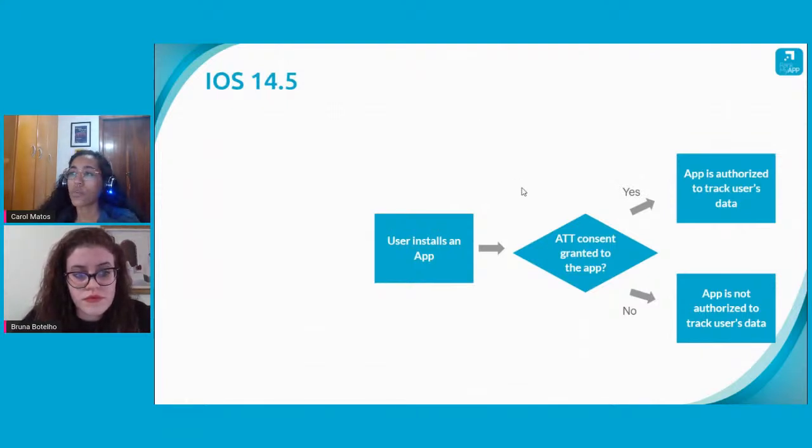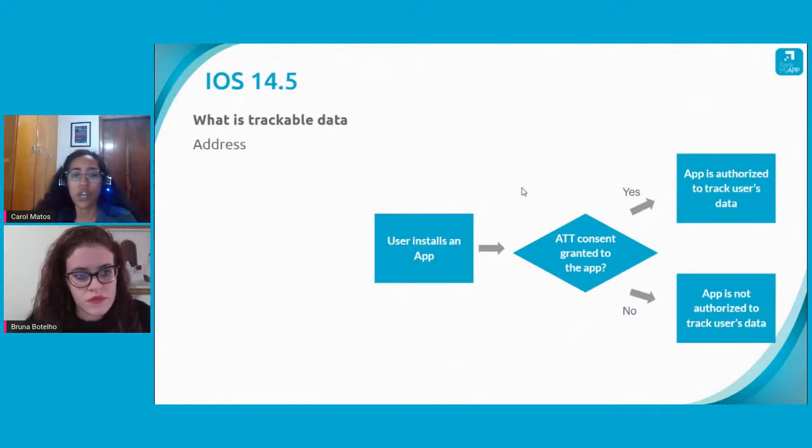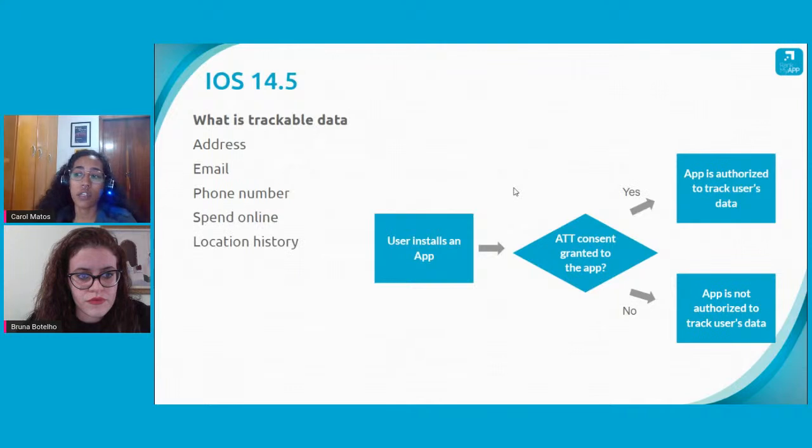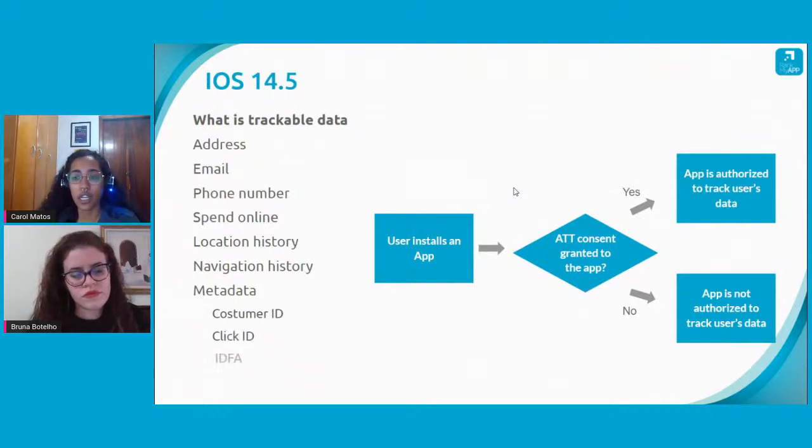And what is the user data that they are enabling or not for us? It is any data that is used and sold for targeted ads and other matters, such as the address, the phone number, the email, how they spend online, their location history, how they navigate on the websites, and their metadata, which is the information that we use on our end, like the customer ID, the click ID, the IDFA, and the IDFV, which is really important for us marketers, right?